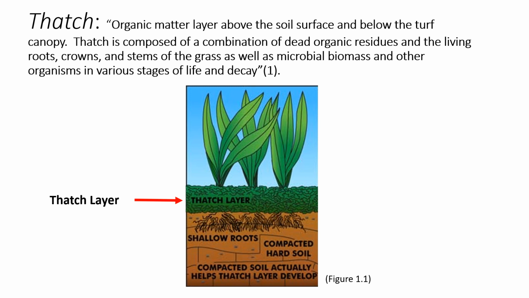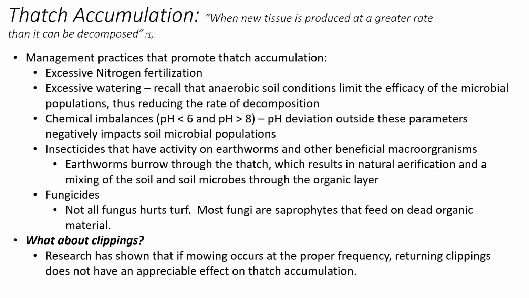In this image, we see the thatch layer on top of the soil and how a combination of thatch and compacted soil has an impact on the root depth of the plant. Thatch becomes a problem when it accumulates beyond a depth of 1/2 inch. Thatch accumulation occurs when new tissue is produced at a greater rate than it can be decomposed.